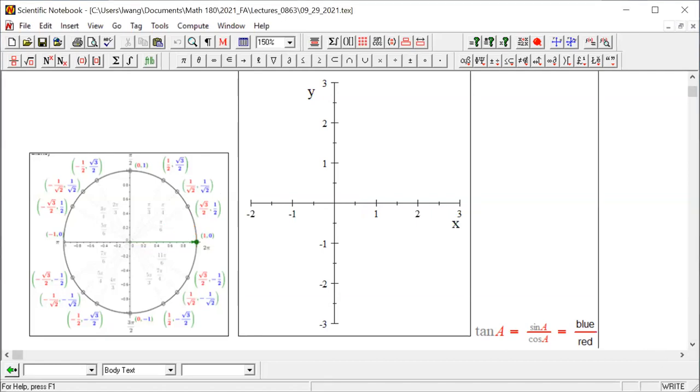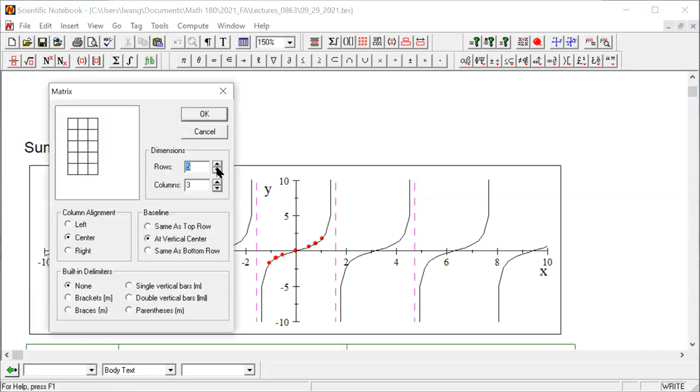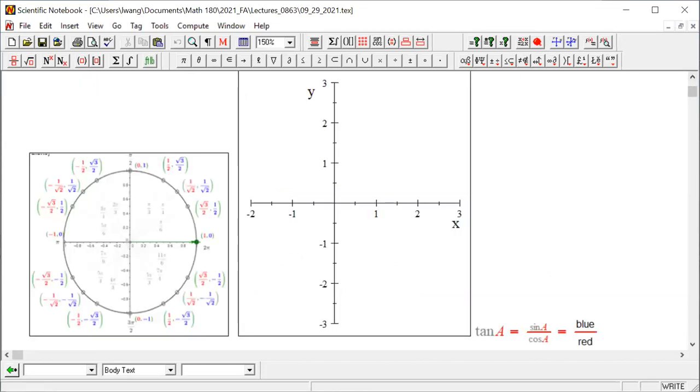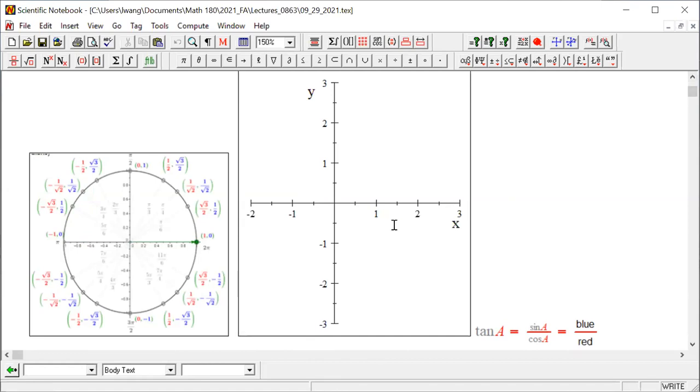For sine, we did the blue. For cosine, we did the red. And now it is the ratio. So what I'm going to do is create a table. This table starts from the simplest. We just use a special angle, okay?